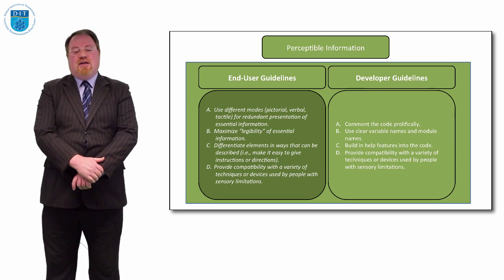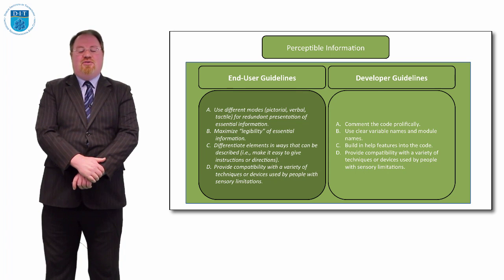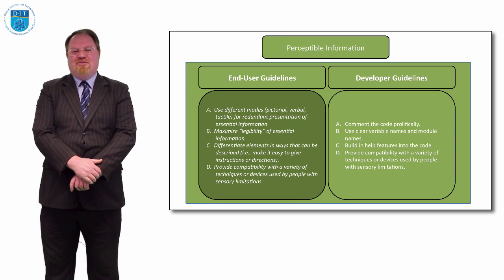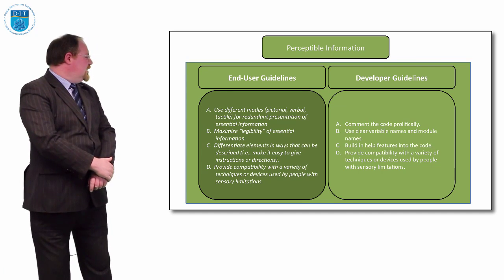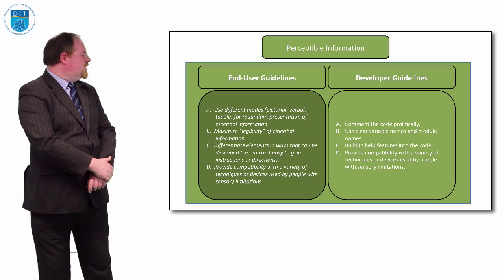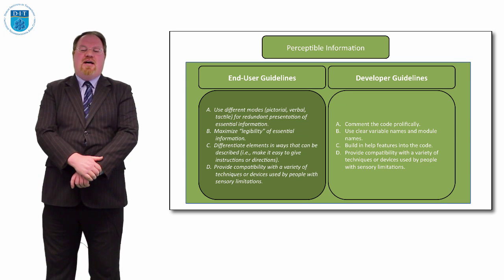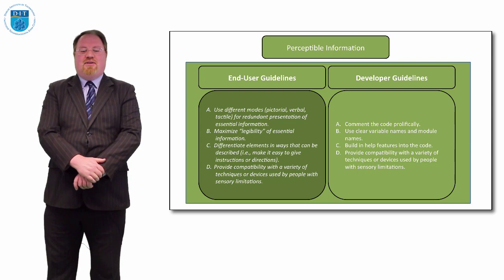So then in terms of code, I would say A, and this is possibly the most important guideline, comment your code a lot. Comment your code proficiently, prolifically, completely. Comment the heck out of your code, because it'll make it easier for the next person to understand what your code is about. B, use clear variable names and module names. So don't call the variables X and Y, call them interest rate or tax rate or whatever, and the module names. Build in help features into the code if possible, and provide compatibility with a variety of devices for people with sensory limitations in terms of developing the code.